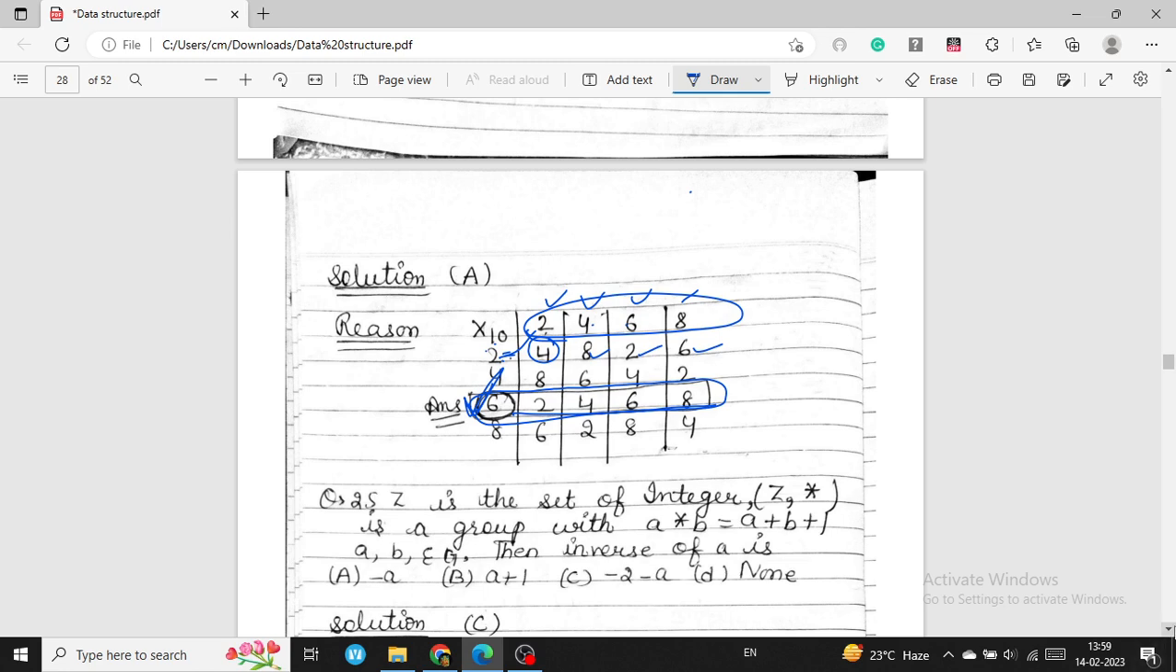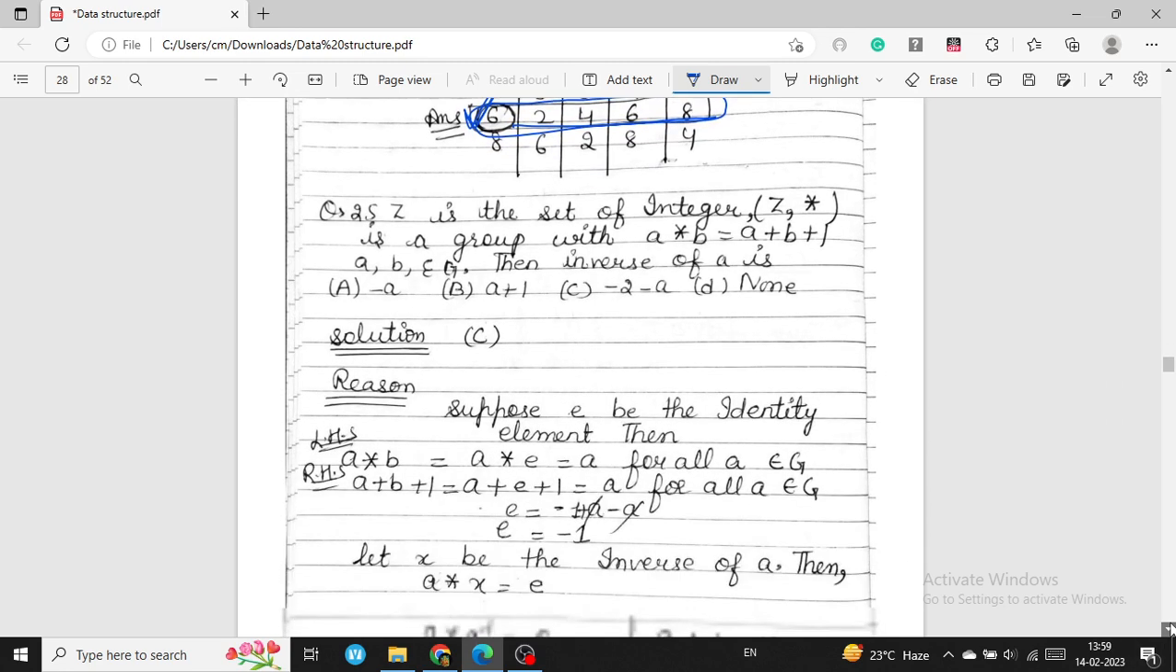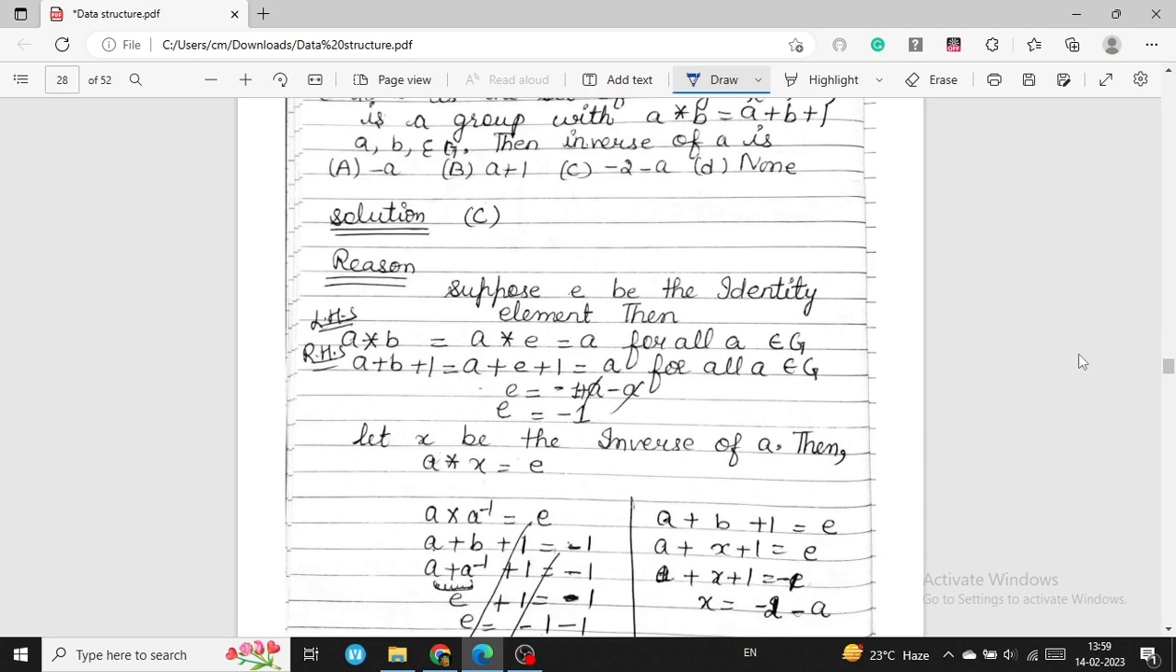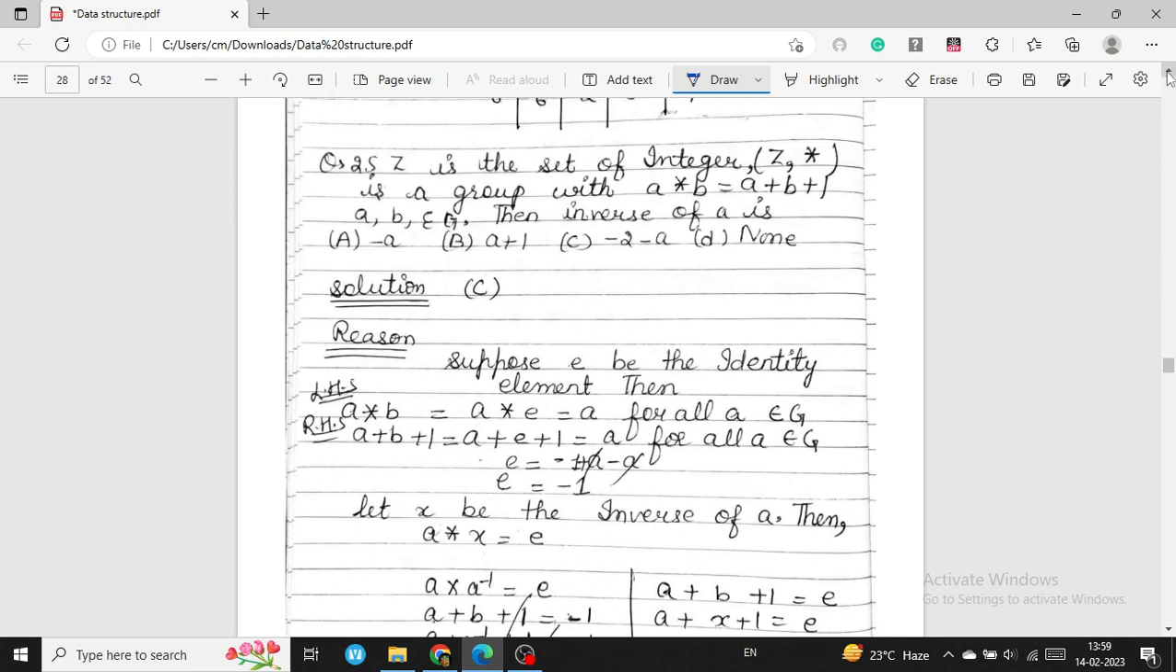Now the next question. In this question, Z is the set of integers. We are given that the set of integers, denoted by Z, with star is a group, with a * b = a + b + 1, where a, b belong to the group, and then we have to find the inverse of a. The answer is minus 2 minus a.